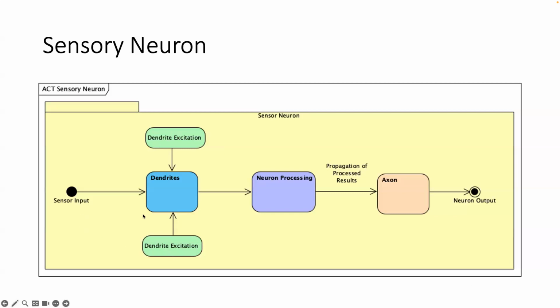And so we have a sensory input, the dendrite excitation, say there are multiple sensory inputs, and we have all of those connected. You have the neural processing, the conditioning of the signal, and then the propagation of the results, all captured in that model.